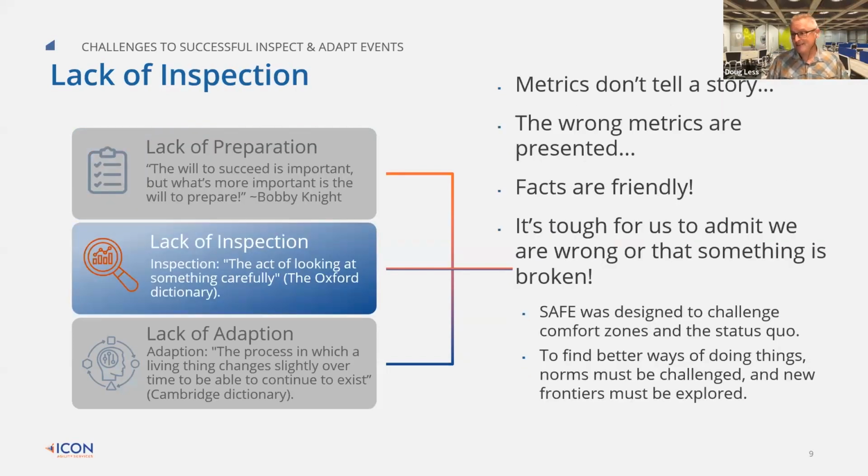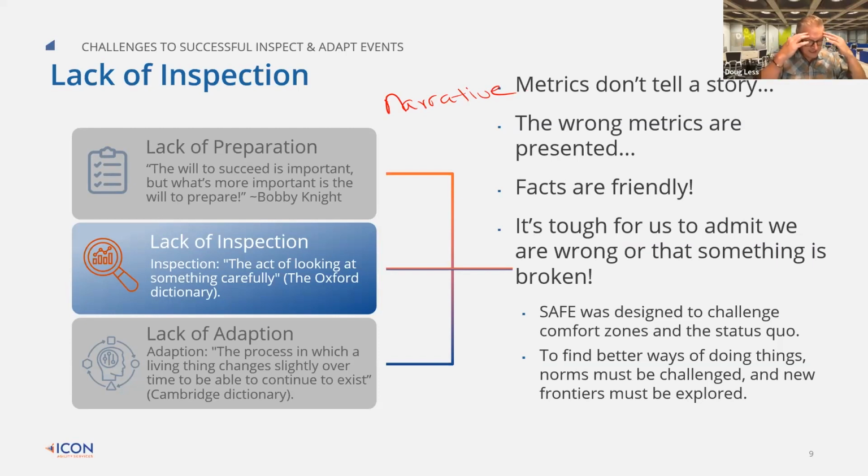The second area that I would say most challenges happen in is the lack of inspection, right? The metrics don't tell a story. The numbers alone don't mean much. It's the narrative that matters, right? It's all about the narrative here. We want to know, what is the story? Why are metrics where they are? Why is this?